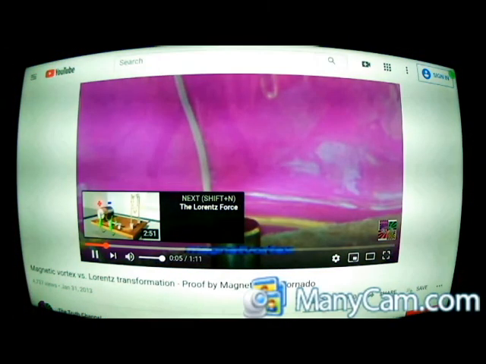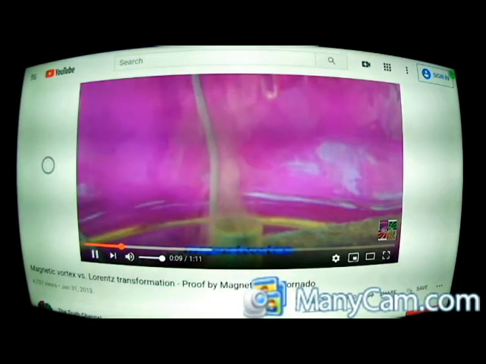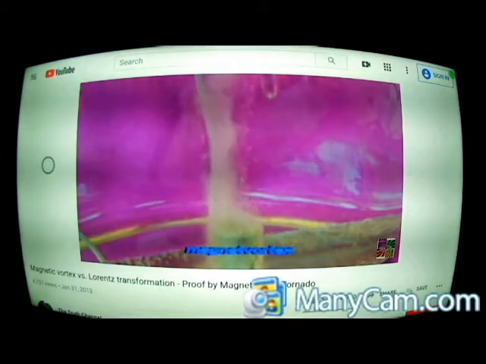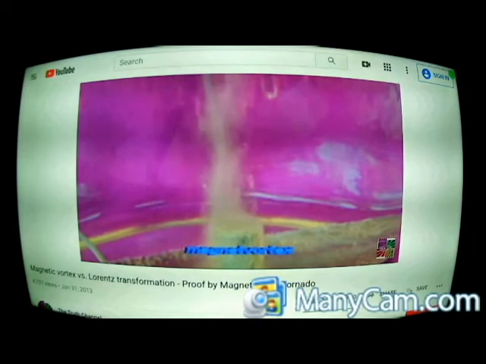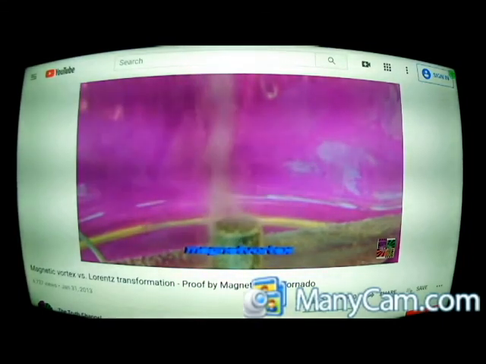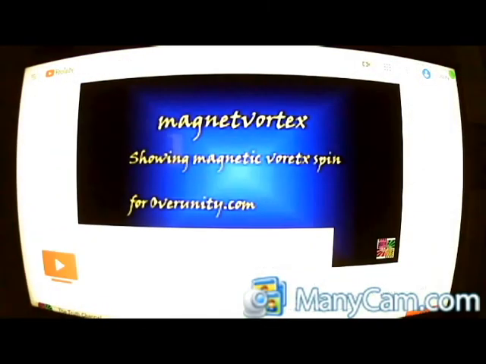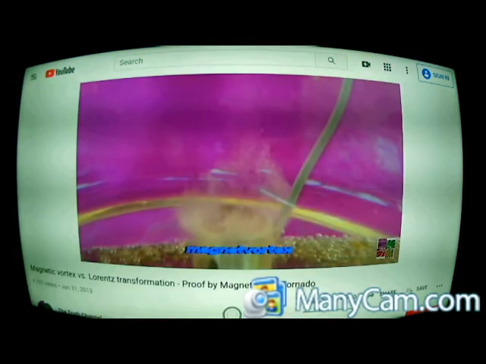This is a magnetic vortex spin that is shown on this video, except there is no magnetic vortex spin due to the Lorentz transformation in this clip. It doesn't exist because that's not a magnet underwater. This is showing a magnetic vortex spin because this is a magnet. This is a chrome-plated neodymium magnet.